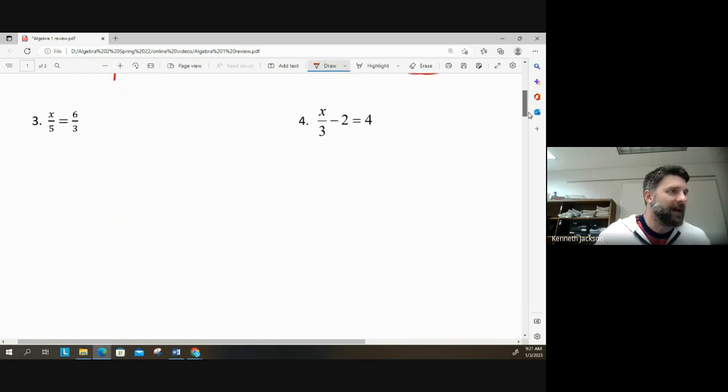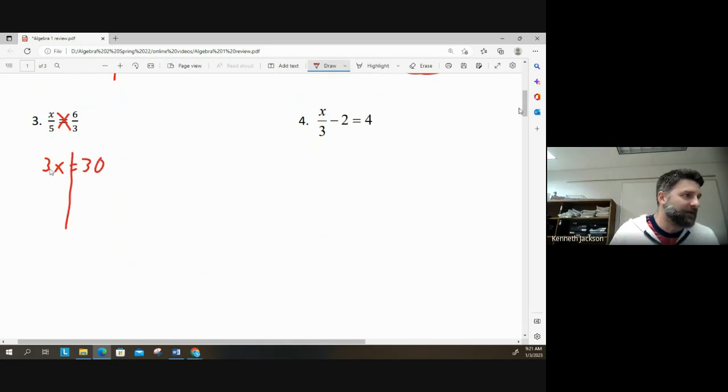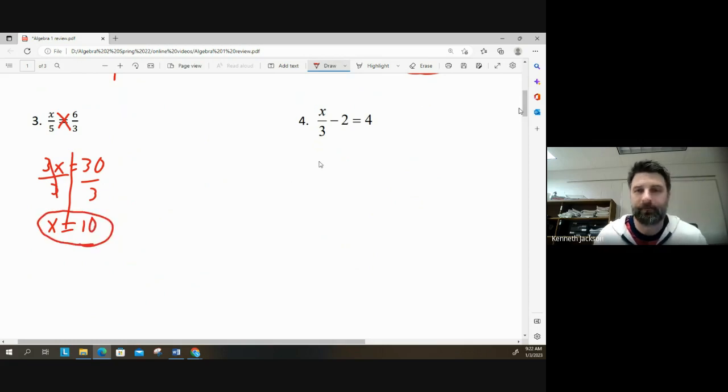On number 3, we have a proportion. And to start solving a proportion, we can cross multiply. 3 times x is 3x. 6 times 5 would give me 30. Now, after I cross multiply, I have a very basic equation that I can get rid of a times 3 by dividing by 3. And of course, 30 divided by 3 is 10.